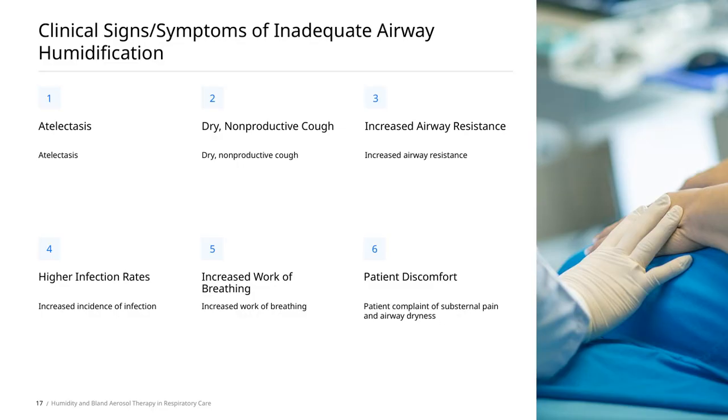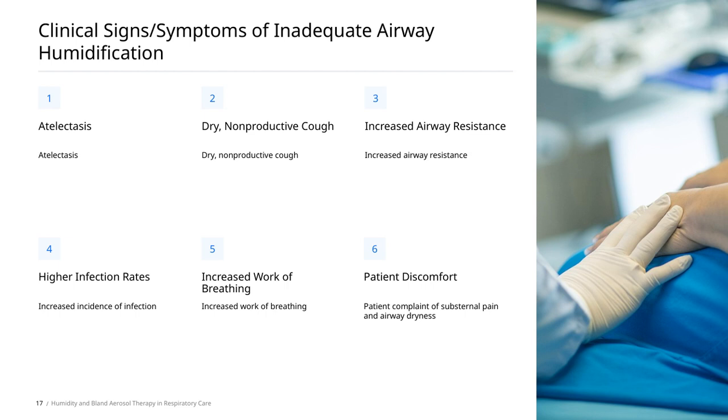Let's take a closer look at the clinical signs and symptoms that can indicate inadequate airway humidification. When the airway isn't properly humidified, patients often experience a range of uncomfortable and potentially serious issues. For instance, they may complain of substernal pain and airway dryness, which can be quite distressing. This discomfort can lead to increased work of breathing, making it harder for patients to breathe comfortably and efficiently.